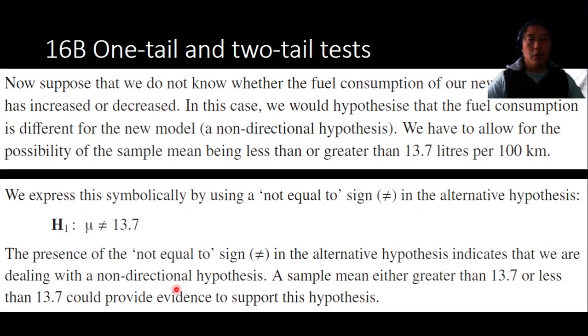Now, let's say we don't know if the fuel consumption is actually going to be above or lower. In that situation, the hypothesis is we're going to assume it's different from the new model, so it's a non-directional hypothesis, and we have to allow the possibility that the sample mean will be less or greater than 13.7. So the alternative hypothesis is going to be mu not equal to 13.7. With the alternative, when we now have no direction, we just use the not equal.